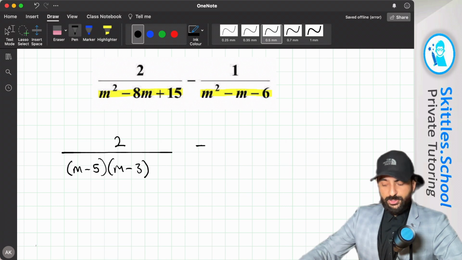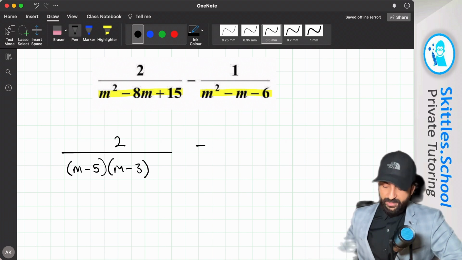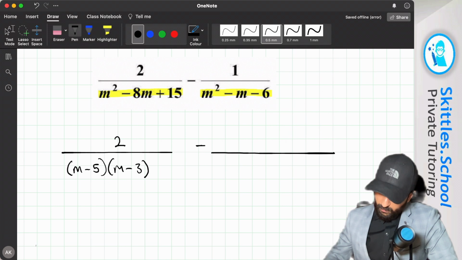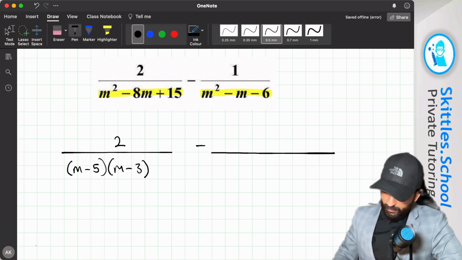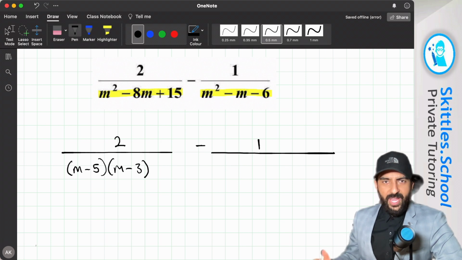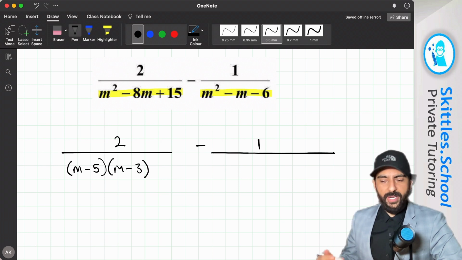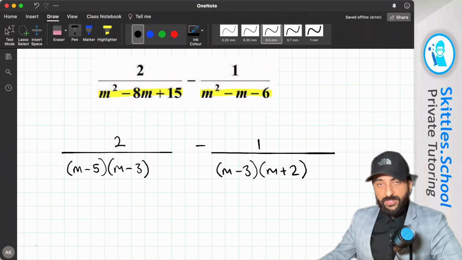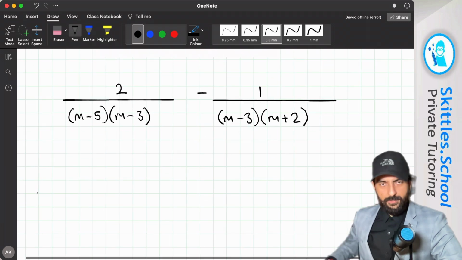And the second fraction, we're going to do the same thing. The denominator is going to get factorized, and the numerator will stay the same. So the numerator is still 1, and the denominator, when we factorize it, m squared minus m minus 6 becomes m minus 3 and m plus 2. Okay, so that's our factorized form.